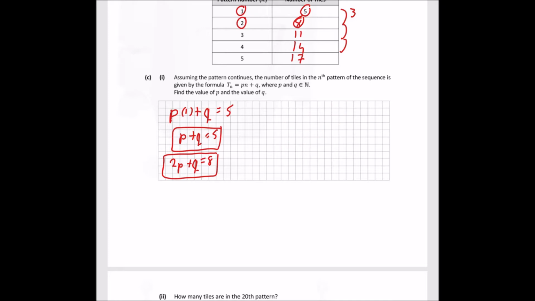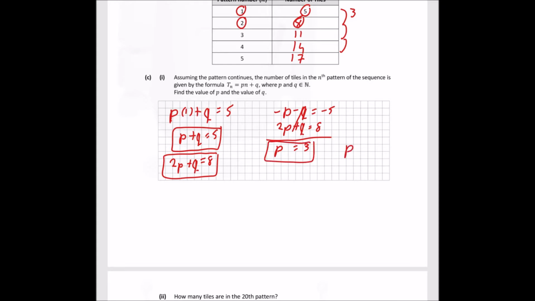I'll use simultaneous equations to find p and q. So p plus q equals 5, 2p plus q equals 8. Change my signs. Put the minus, minus, minus. Minus p and 2p is just p. Minus q and q cancel each other out. Minus 5 and 8 is 3. So p is 3. And so we know what p is.